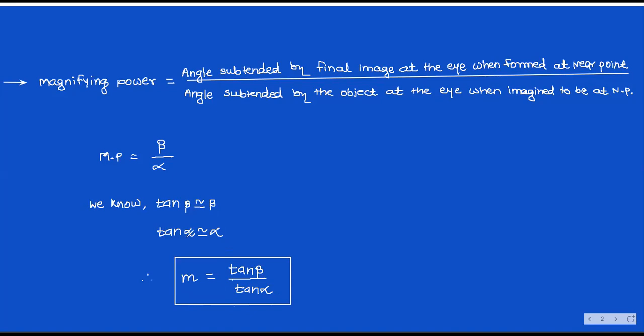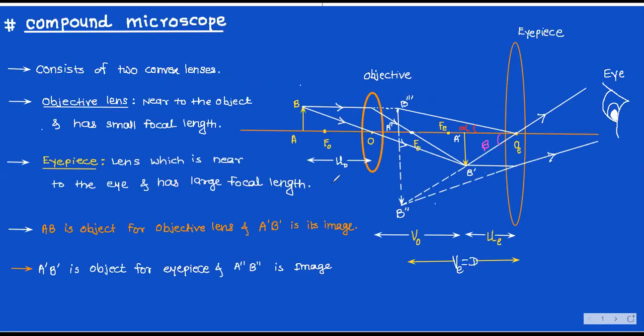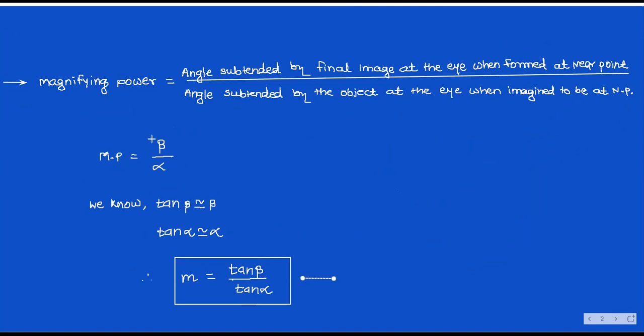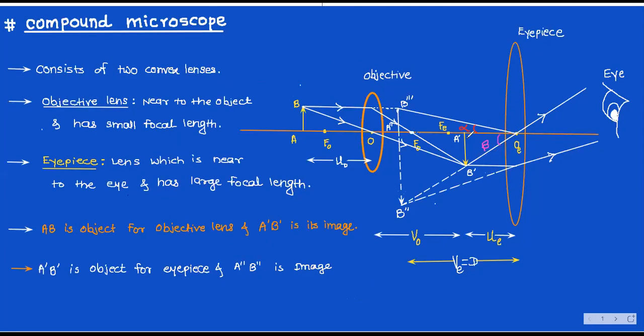So now what is our duty? We should find out this tan alpha and tan beta. So let's come back to the diagram. First we will denote this as equation number 1. Let's assume that this is your equation number 1. Now, I want tan beta. So let's come back to the diagram and see here which triangle I am taking. I am taking this triangle A double dash, B double dash, and OE. This is complete. Can you see which one? This complete triangle I am taking.